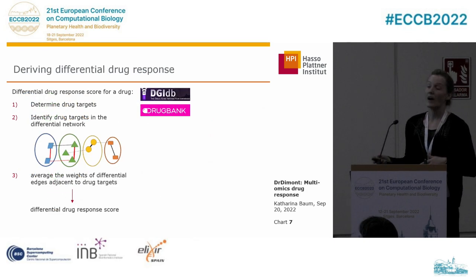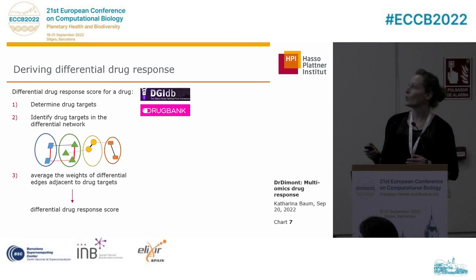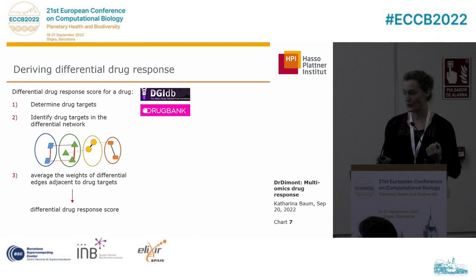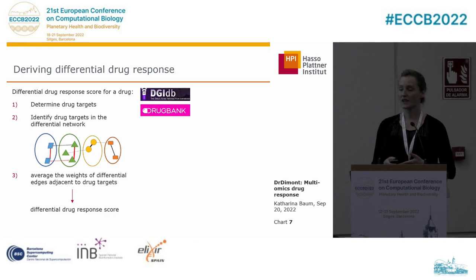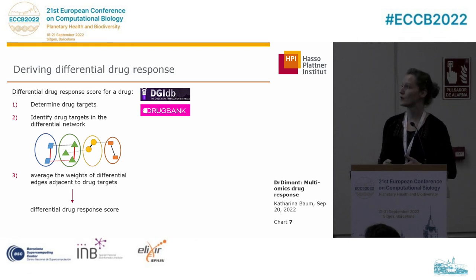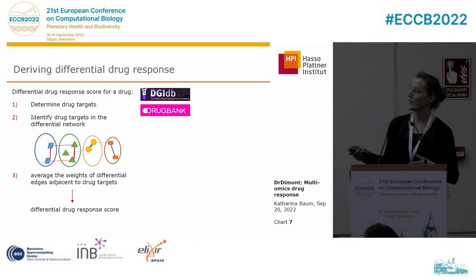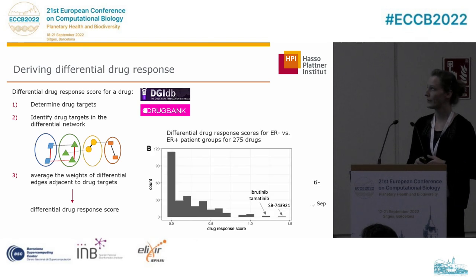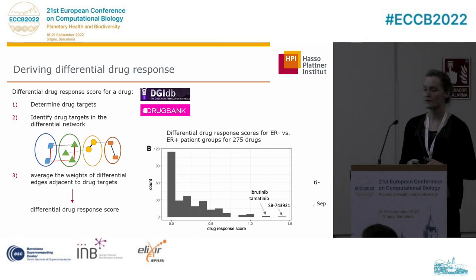Okay, how do we now derive differential drug response? If we have this differential network, for a drug whose response we want to predict, we determine its drug targets from databases, DGIdb or DrugBank. Then we identify the drug targets within our network and check how the vicinity and close vicinity of our drug targets in the differential network is behaving. We average the weights attached to our drug targets in the differential network, and like that we derive a differential drug response score. This is the example for our case study for ER-negative versus ER-positive patients for 275 drugs.